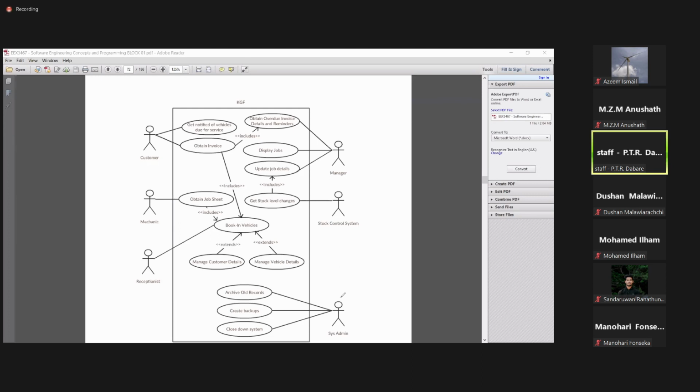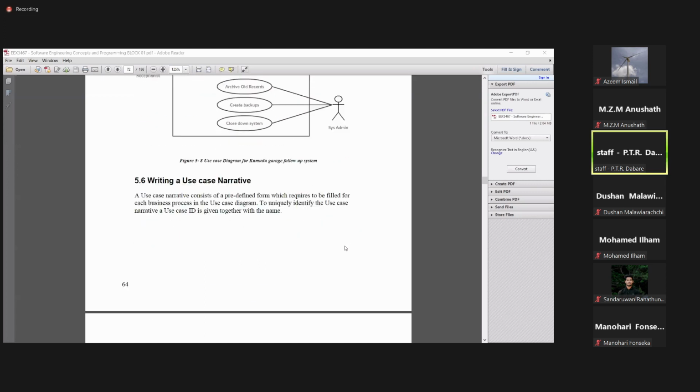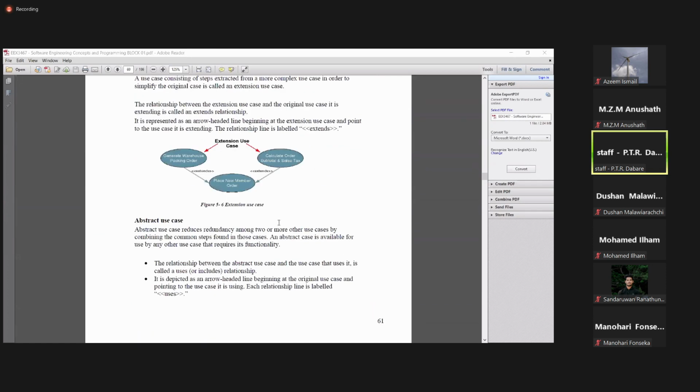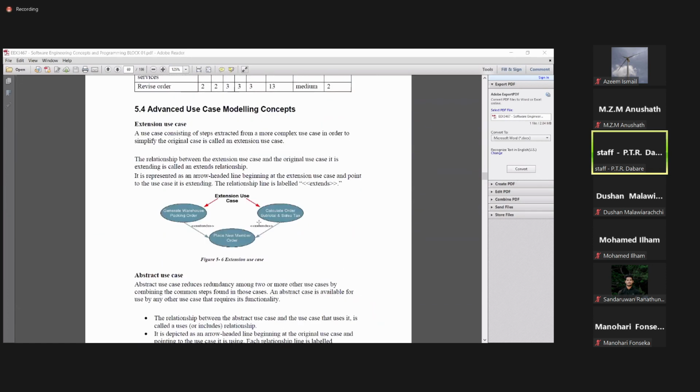Okay, so then system admin, what they will do: create backups, close down a system, archive the records and all those things. So now this includes and extends, I'll explain later. That's something that comes with the use case diagram. You will learn that further in day school 4, right? Okay, so when drawing use cases, there are advanced concepts as well, right? Advanced use case modeling concepts. That is use of the extension and an abstract use case.